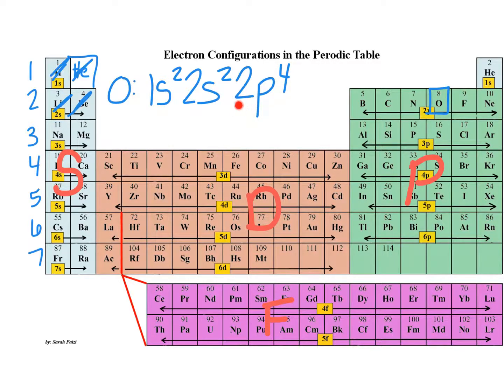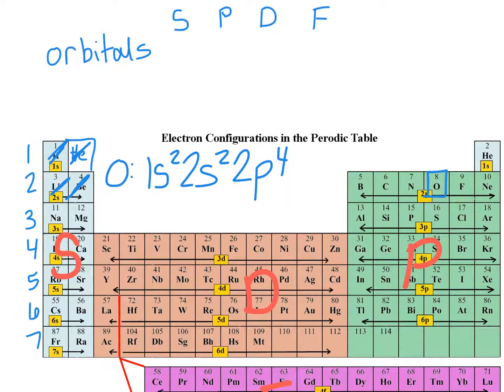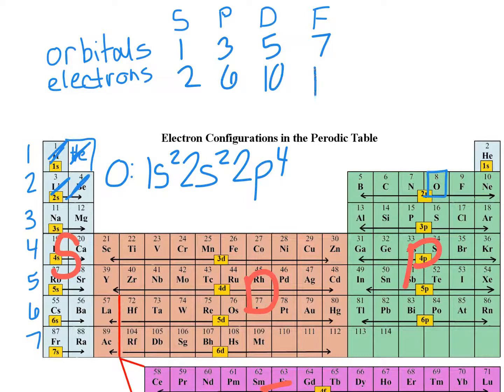The large number represents the energy level, the letter represents the sublevel, and the superscript represents the number of electrons within that sublevel. Recall from previous videos that an S sublevel has 1 orbital, a P has 3, a D has 5, and an F has 7. Well, every orbital can hold up to 2 electrons. So an S sublevel can hold 2 electrons, a P can hold 6, a D can hold 10, and an F can hold 14.